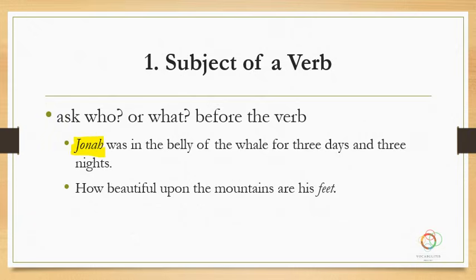So you identify the verb. The verb is was. He was in the belly of the whale for 3 days, whatever. Who was there? And so that would be Jonah. That's pretty easy, right? How about the next sentence?